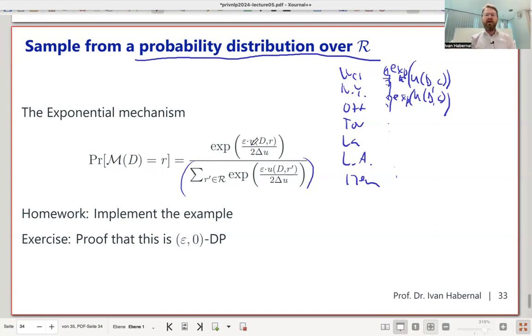Okay. And as we saw before, again, we need to take into account the utility, the global sensitivity of this utility function. So this is the delta. And in this case, this is going to be 2 deltas, because with 1 delta, the proof will fail. So you need to have 2 deltas. So this is how you basically assign a probability distribution for each of the cities here.